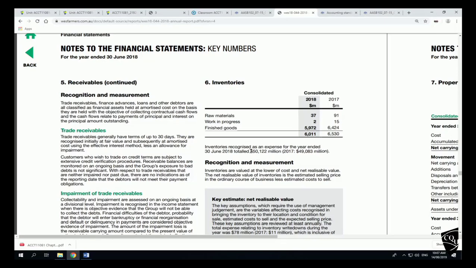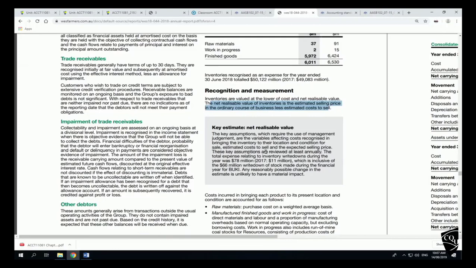So again, we want you to talk about that. I would say in the notes it tells me that we expensed $50 billion, but on the income statement it shows 45. My understanding is they would have, and then tell me about the difference and why. It also tells me that they're valued at the lower of cost and net realisable value. So I know that they're adhering to the Australian accounting standards, so AASB 102, and I would talk about that in my assignment. It tells me what net realisable value is, and then it tells me a key estimate.